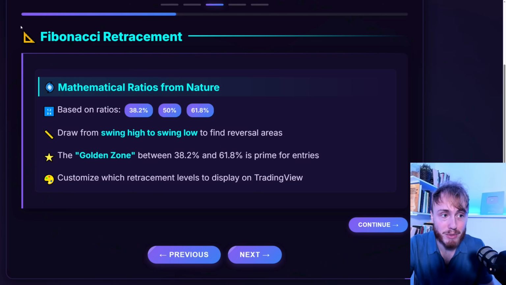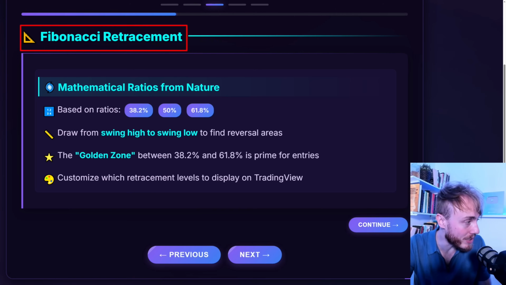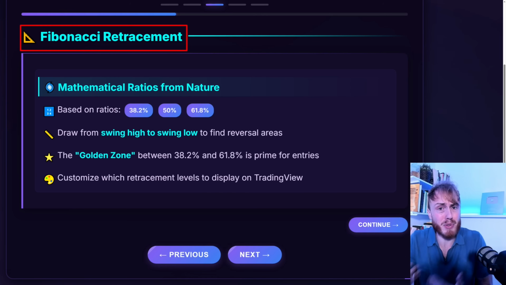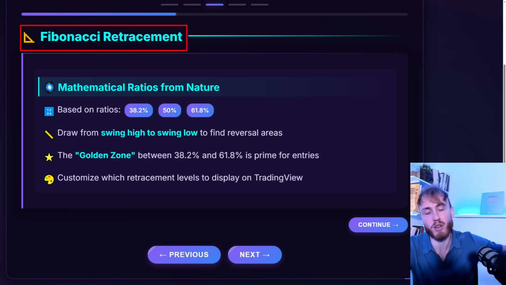Alright, so now it's time to talk about the Fibonacci retracement indicator. This right here is a tool that is very popular amongst beginners because it's relatively simple to use, or at least it gives an impression that it is simple to use. But what many people do wrong when it comes to the Fibonacci is that they don't know where to actually draw the Fibonacci. I will talk more about that soon, but for now let's just take a look at the basics of this very nice indicator.